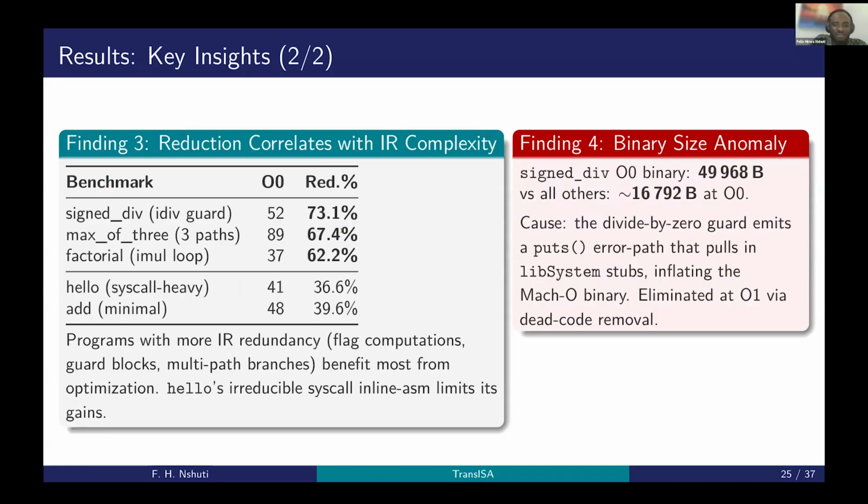Then this is more about the optimization that was done, and we've seen that the sign division had a very large binary before optimization, and after we optimized, because of dead code elimination, it became very small compared to what we had before. This shows the benefits of implementing the optimization passes.